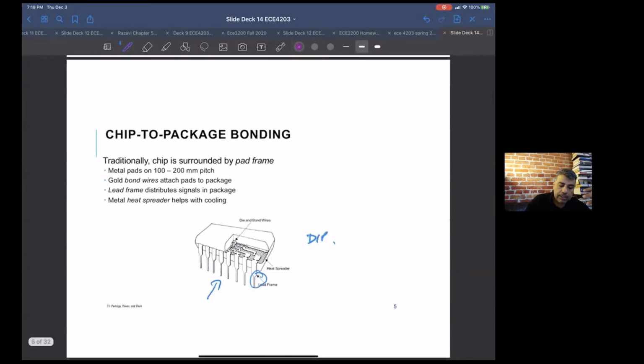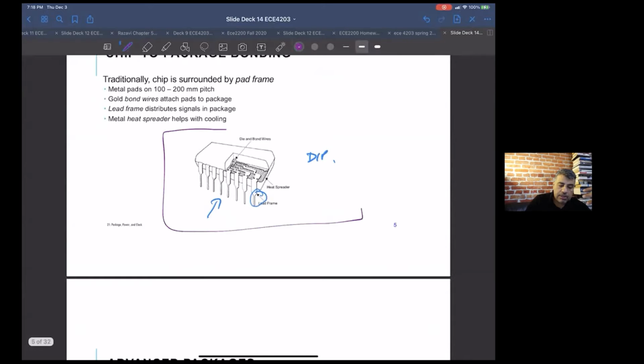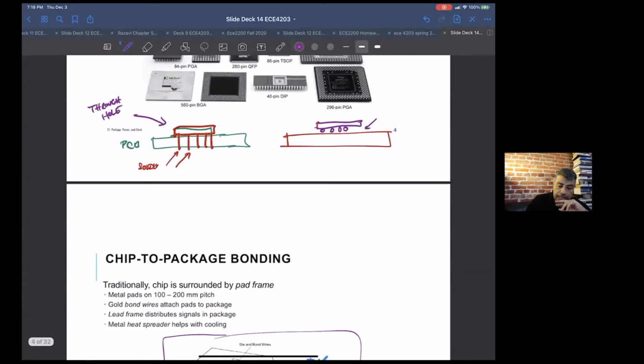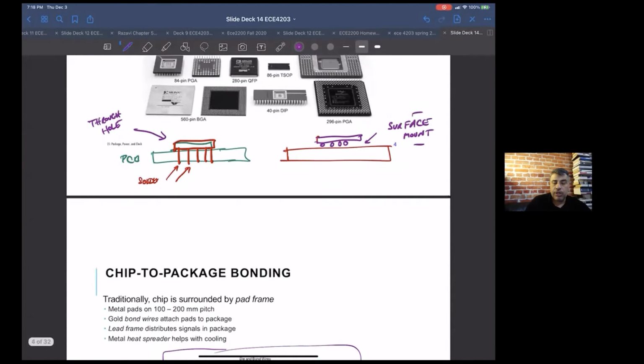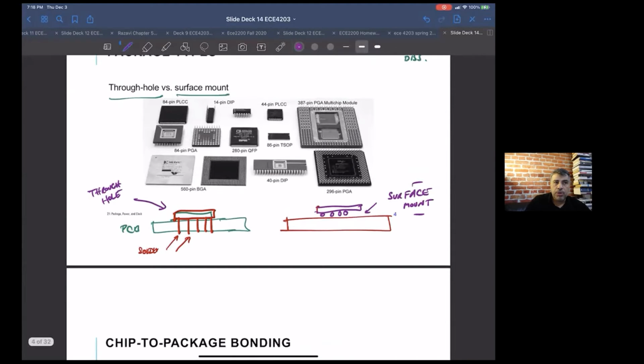I'm sure you guys have all seen this kind of stuff in your labs. So that's an example of a through hole, because the pins are going through the PCB. And this is an example of a surface mount part, and almost any FPGA that you probably used is going to be surface mount. The CPU in your PC or laptop or cell phone is going to be surface mount. Probably any part in your cell phone, I'm going to guess, is going to be surface mount.